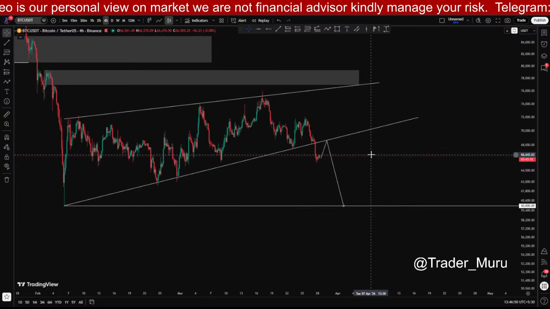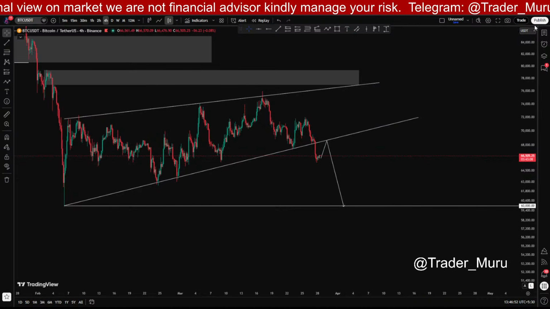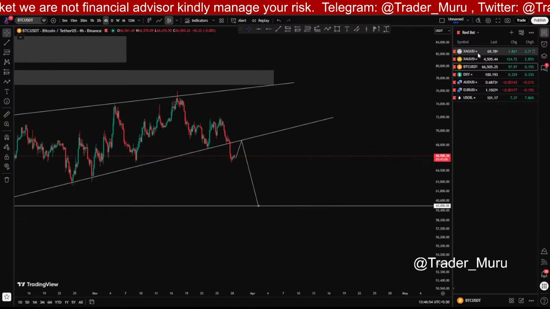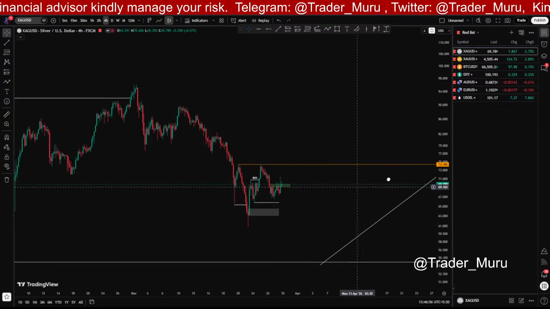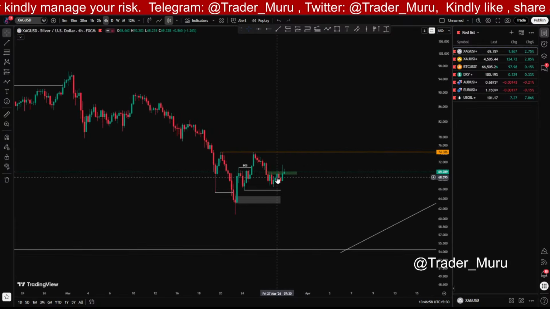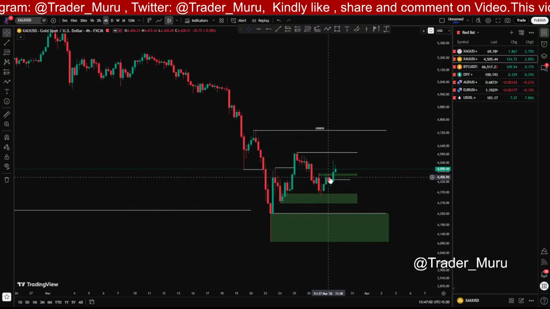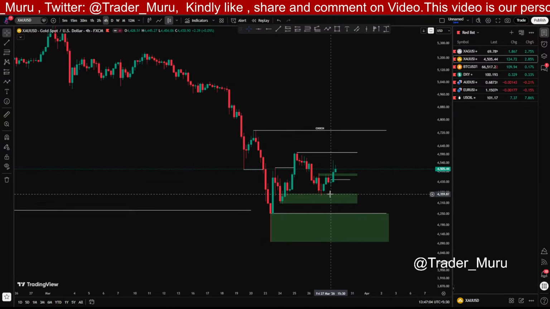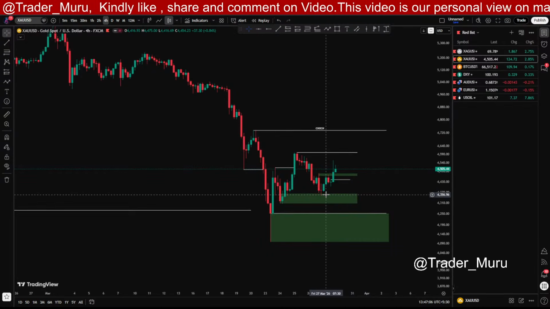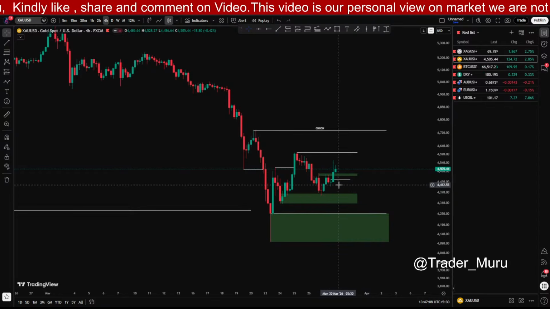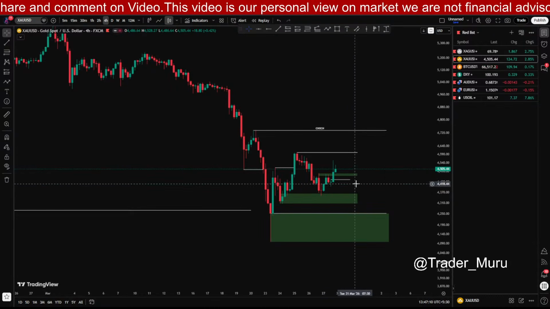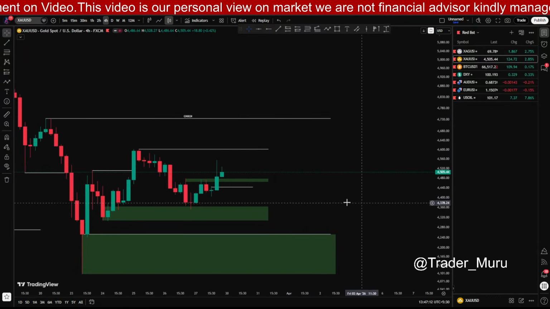I hope it gaps up as I am in a long position. If you are long from these areas, possibly you will get a break even hit, but if you are long from the bottom near 4400 or 4412, you are possibly safe.